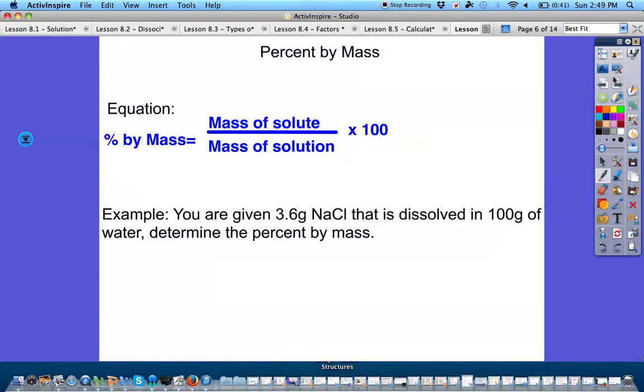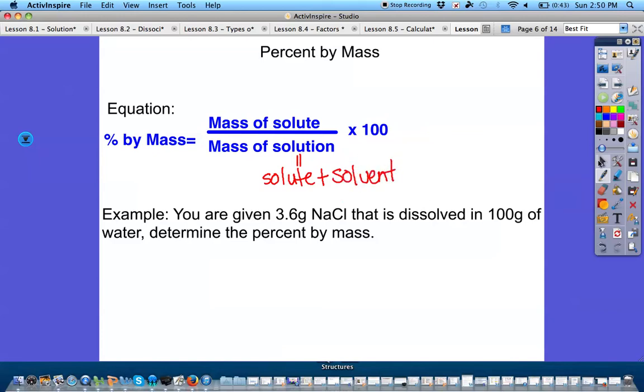Okay, so finding percent by mass, your equation is going to be the mass of the solute divided by the mass of the solution, multiplied by 100 to get a percentage. So again, the solution, this is where the solute plus solvent comes into play.